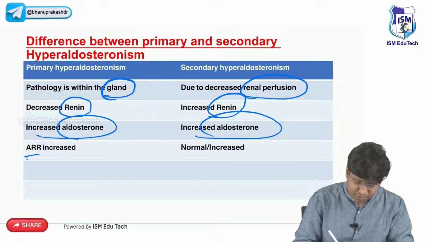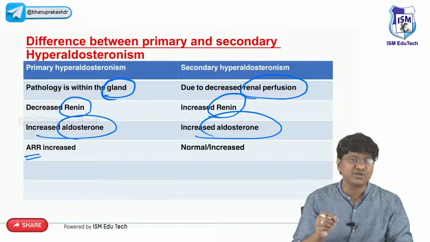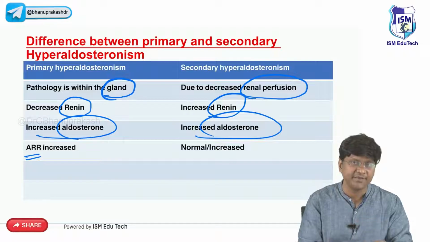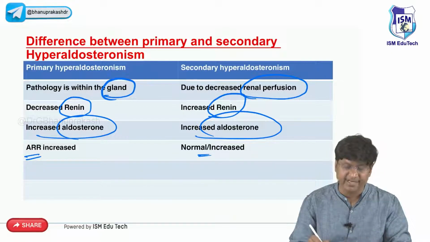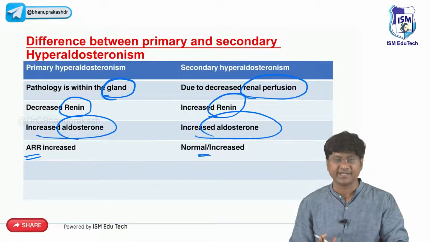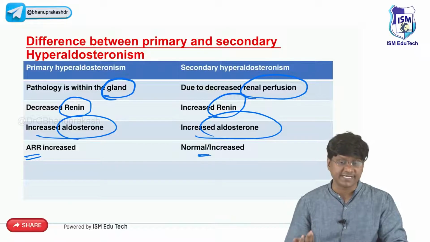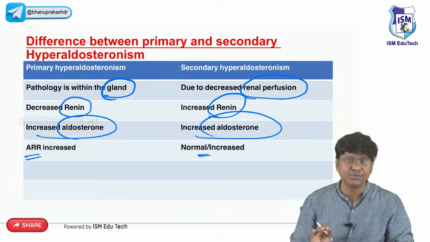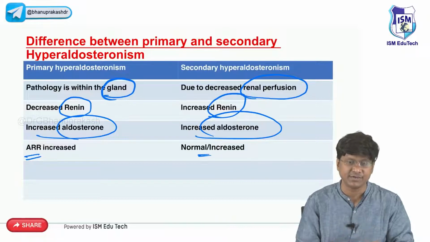But what about the aldosterone renin ratio? The aldosterone renin ratio is increased in primary, whereas in secondary, it will be normal or decreased. And what are the causes for secondary hyperaldosteronism? That is cirrhosis of liver and congestive heart failure.